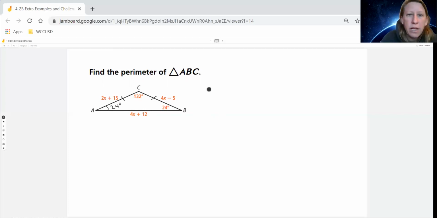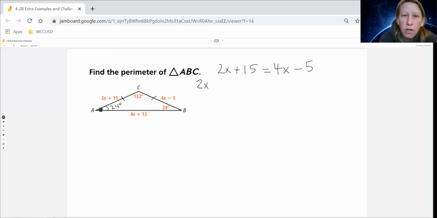So I'm going to set up my algebra problem. I don't need this side right now. That's not important at the moment. Okay, what I know is that 2x plus 15 is equal to 4x minus 5. Now I do some algebra.